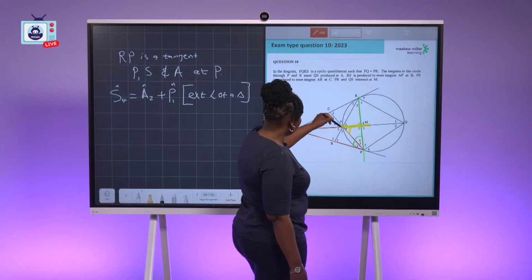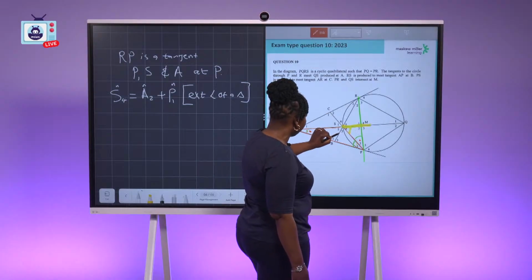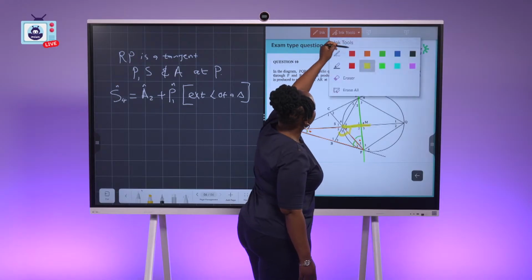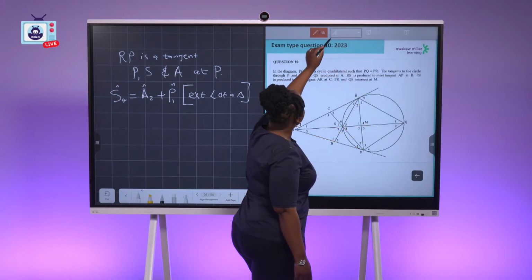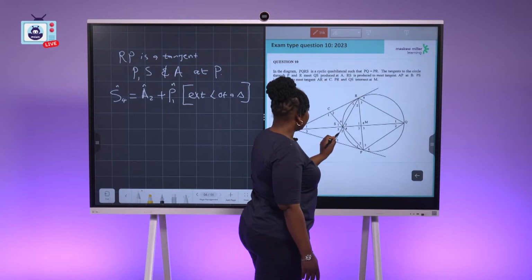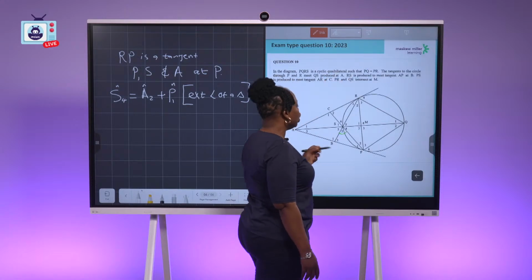If I want now to use my S3, let's remove that. If we want now to use the S3, that is where S3 is, because we know these ones.